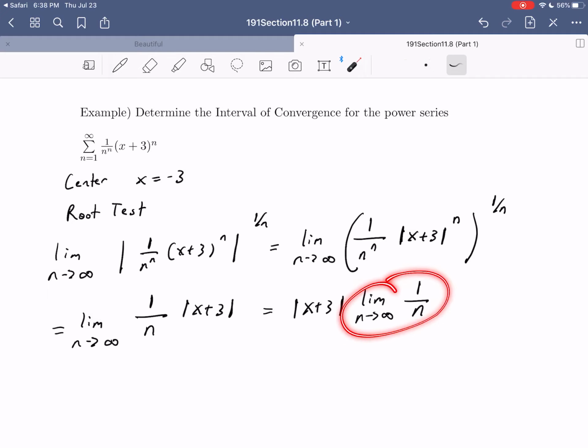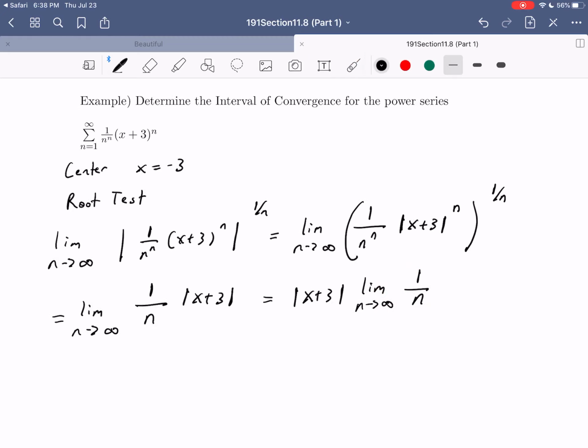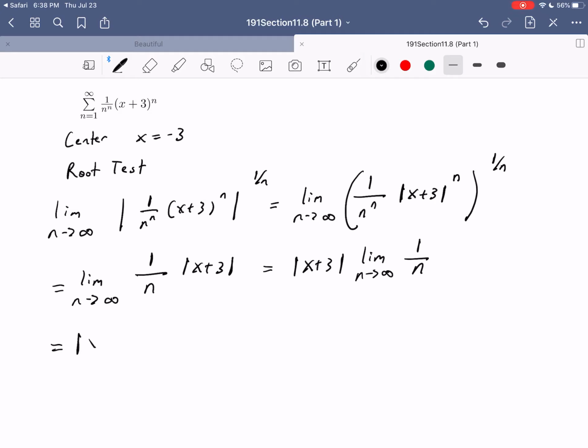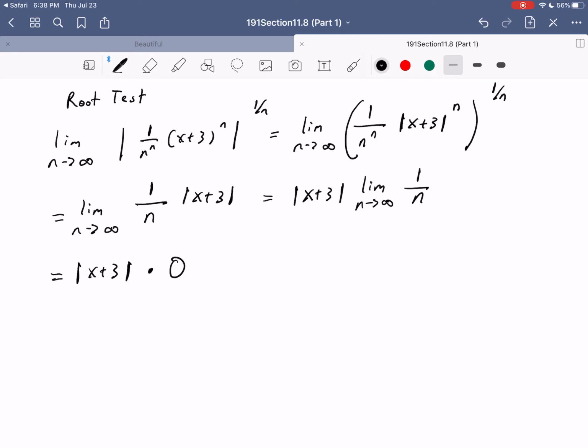Now, what do we know about this? Well, the limit as n goes to infinity of 1 over n is 0. So we're going to get the absolute value of x plus 3 times 0. Now, you probably could just say that this is 0, but let's hold off for a second. Let's do the same thing we did in the last one.